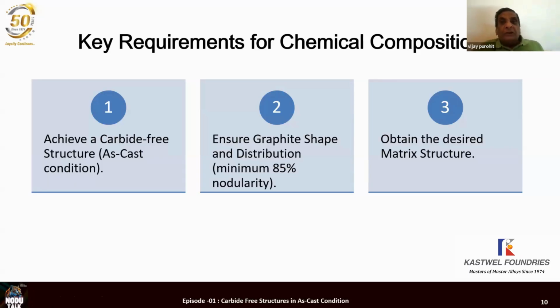And all depends upon the quality of the raw materials, how well we control the process, how well we control the temperatures, how well we control the composition. We are going to speak about these things as we go along. And to obtain the desired microstructure, the desired microstructure depends upon the requirements of the grade. Next slide, please.